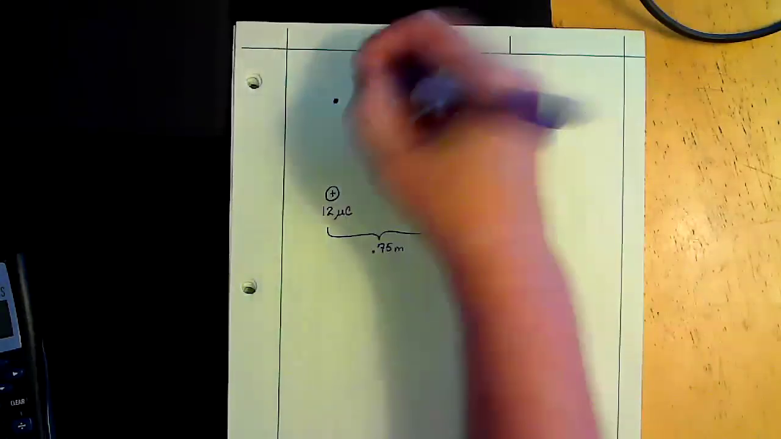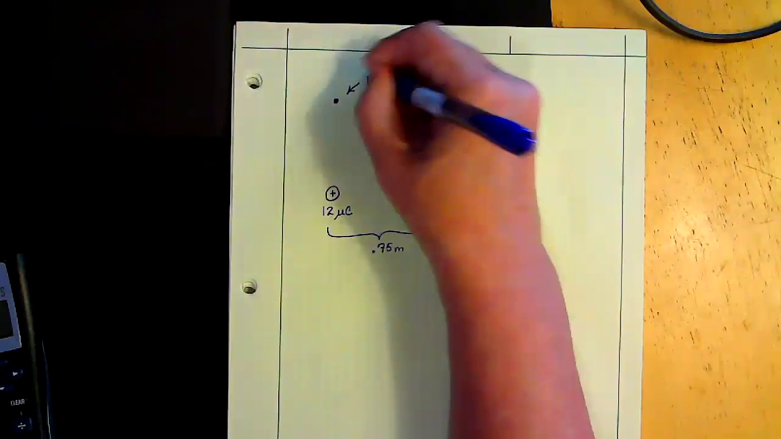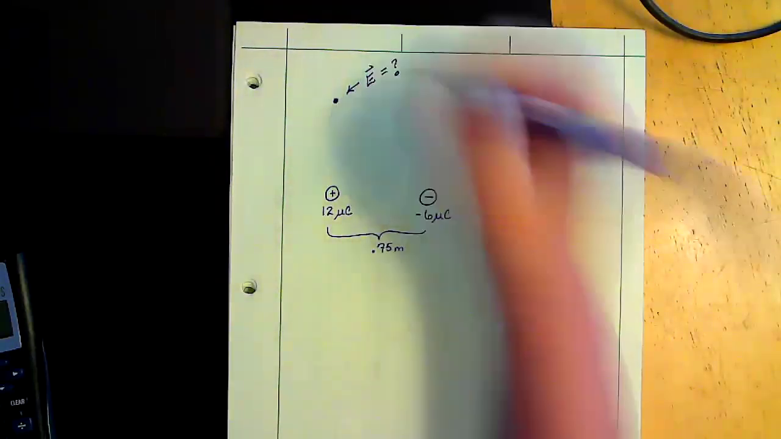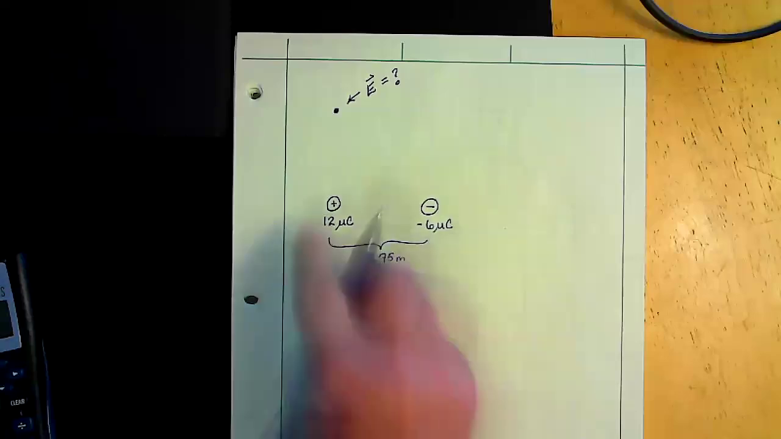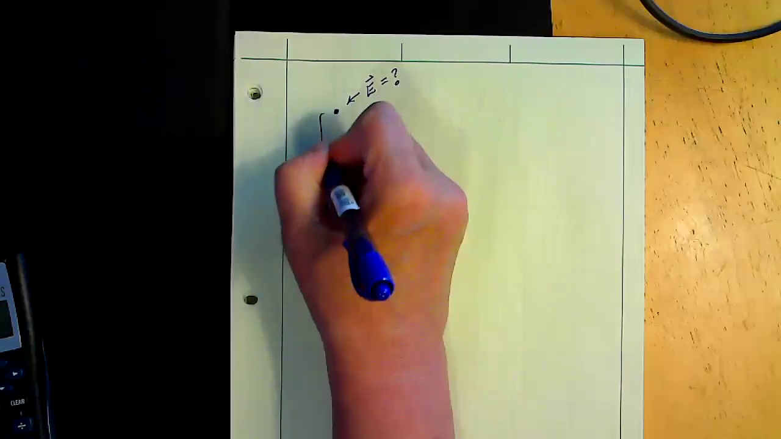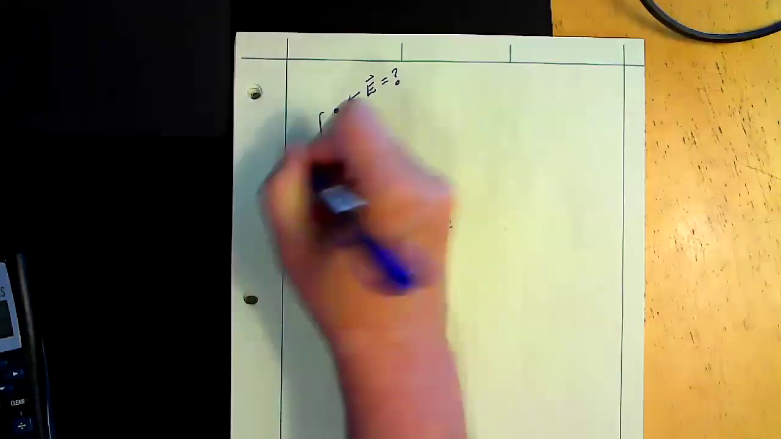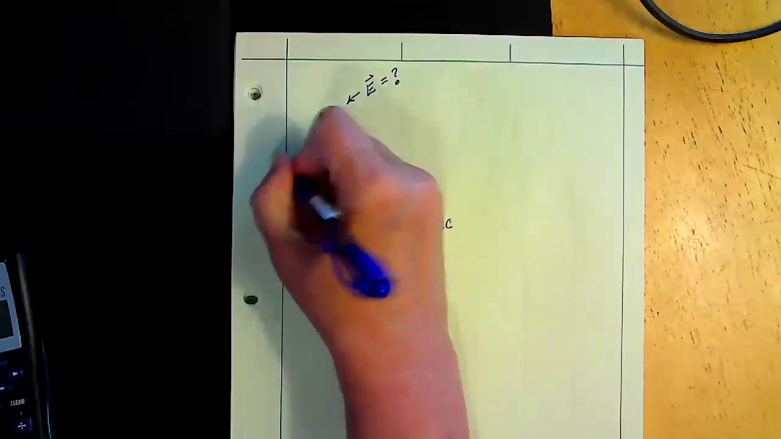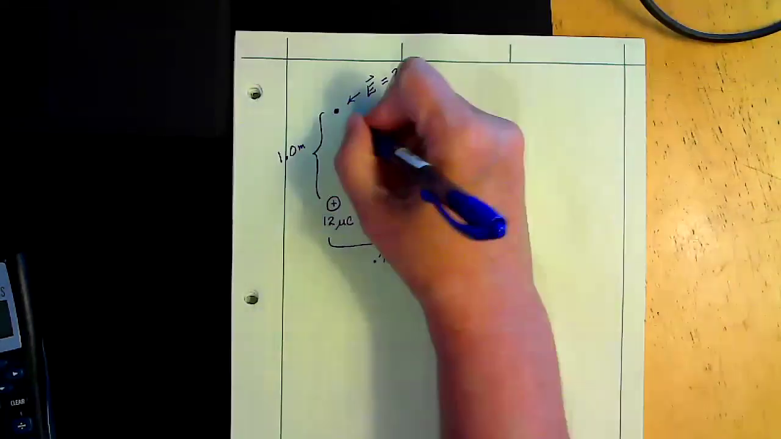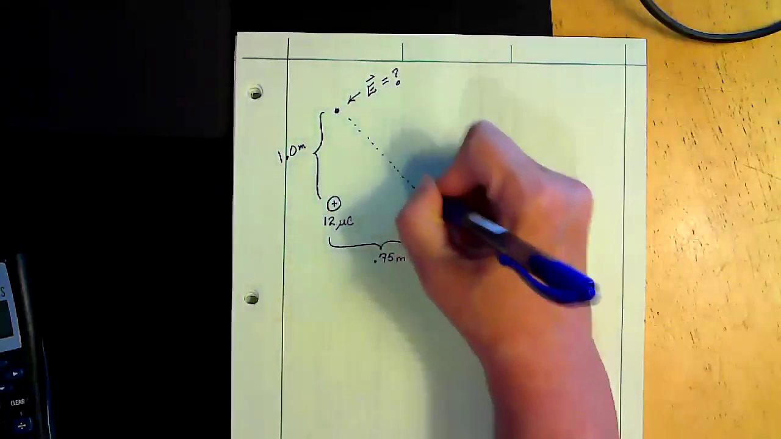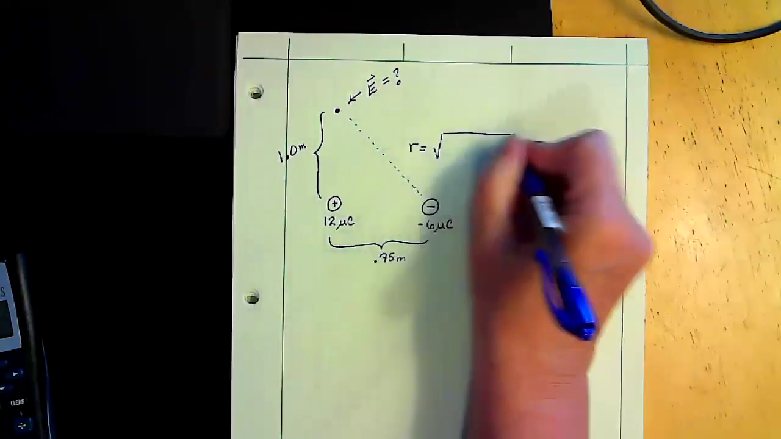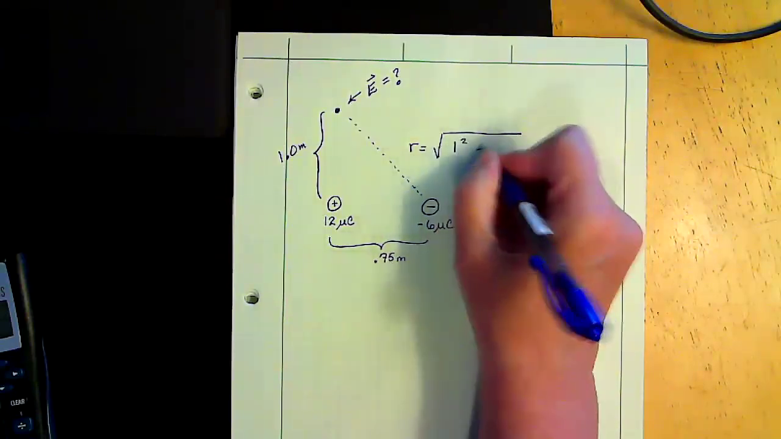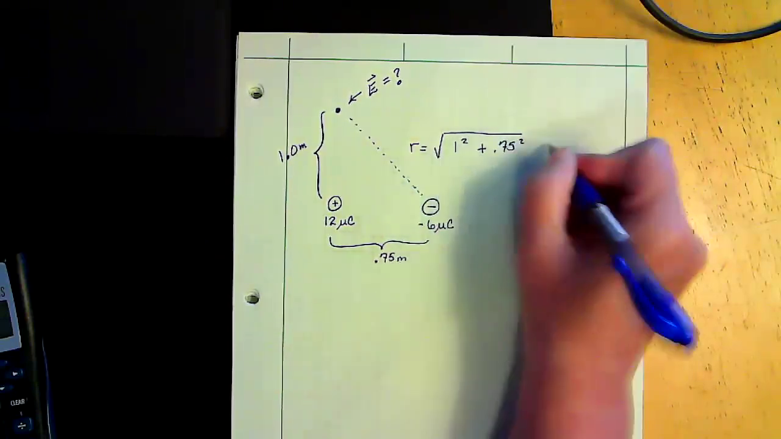But we want to know the electric field here. We want to know the electric field there. And we're going to take this a little bit further in just a second. We'll call this point 1 meter away. So I need to know this distance. That R is equal to the square root of 1 squared plus 0.75 squared.